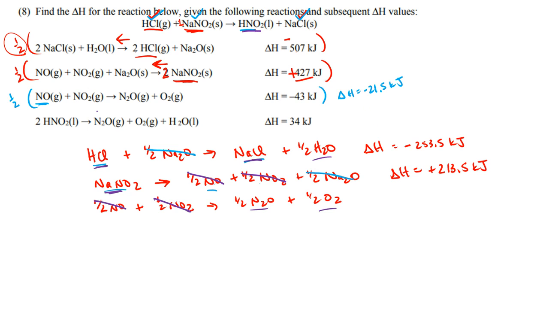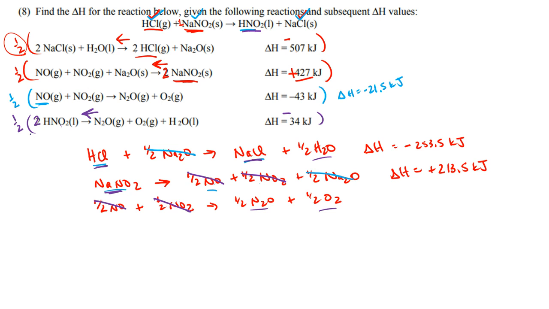So now we're going to use this last equation. I have 2 hydrogen nitrites. I need to get rid of one of those. So I'm going to go ahead and chop it in half. This guy is in the reactants. I need him in the products, so we're also going to flip the direction, which means that 34 is going to become a negative 34.